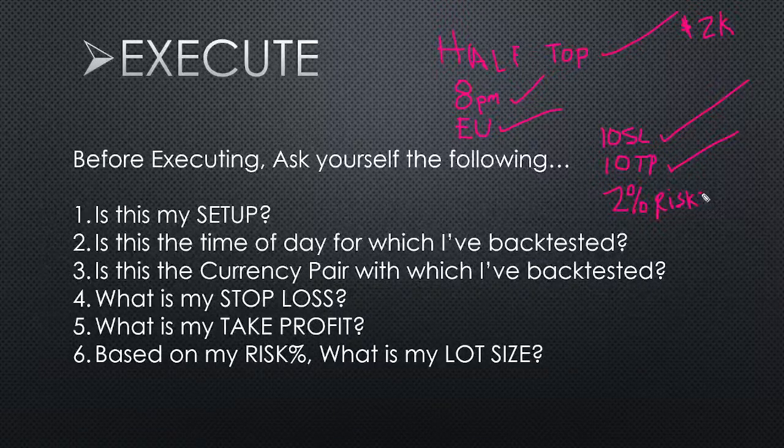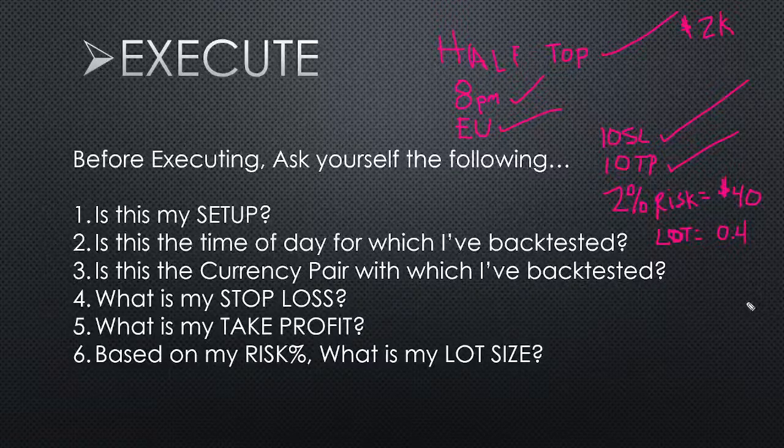And that would equal $40, right? Because 1% is $20 and 2% is $40. So what lot size do I use to equal $40 and 10 pips? A 0.4 lot. So my lot size equals 0.4.